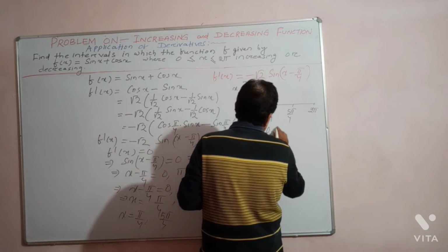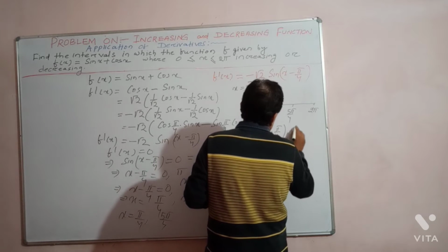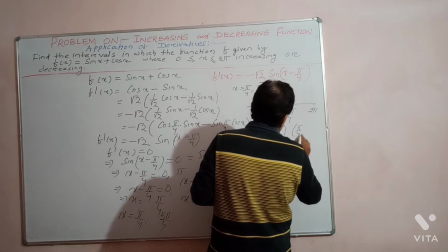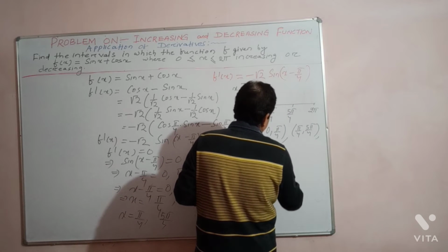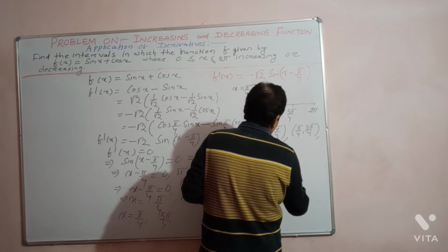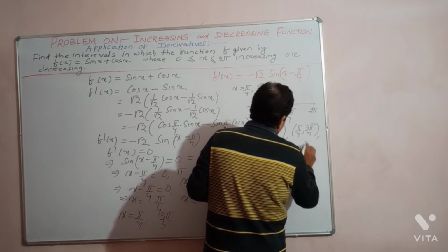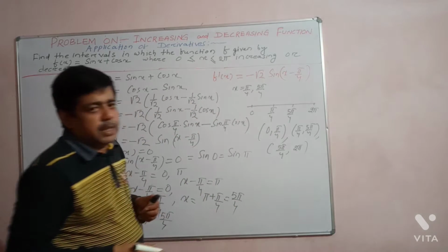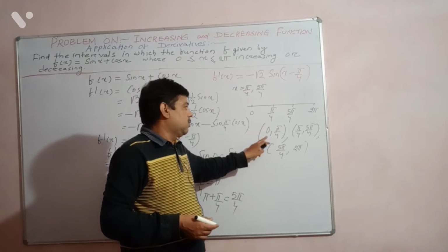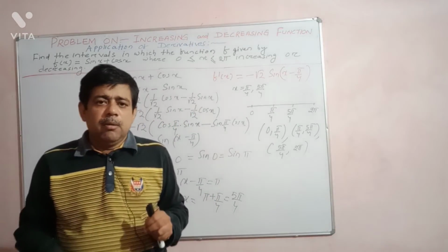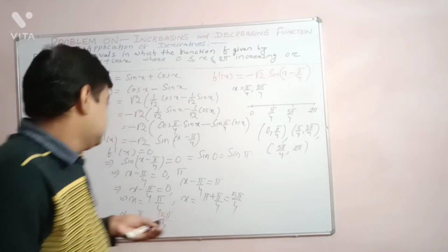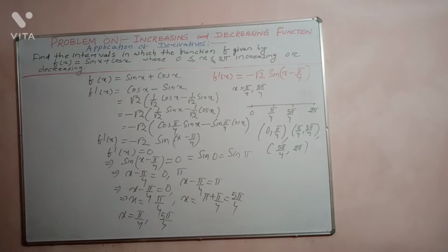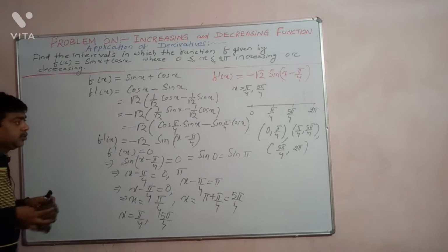One interval is 0 to pi by 4. Another interval is pi by 4 to 5 pi by 4. And the third interval is 5 pi by 4 to 2 pi. Thus we got 3 intervals. Okay, understand? And in these intervals we have to see in which interval the function is increasing or decreasing. Understand or not? Let us write.